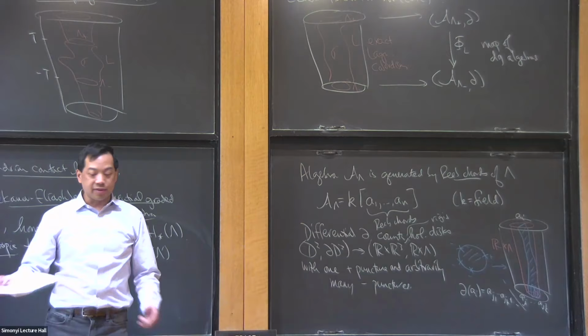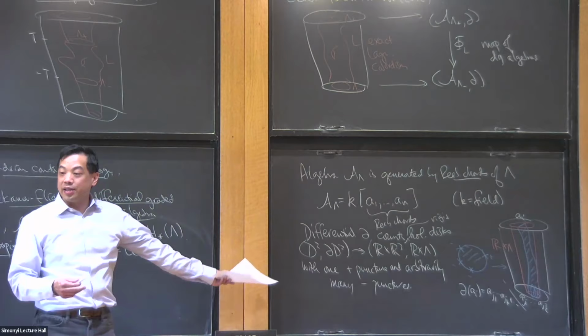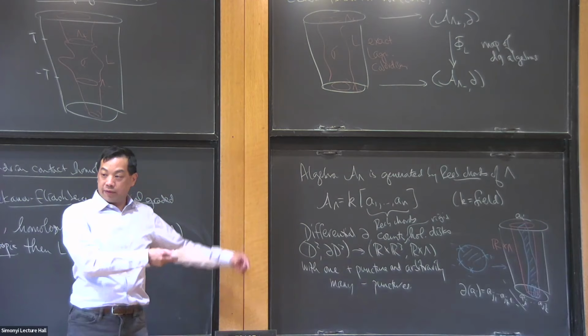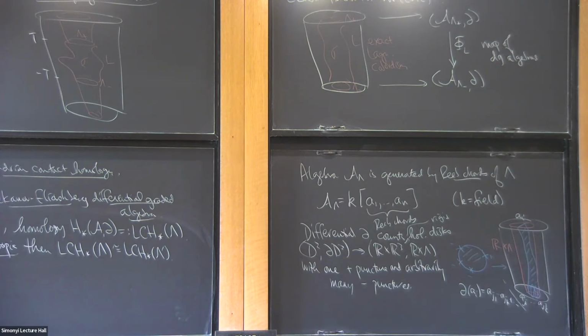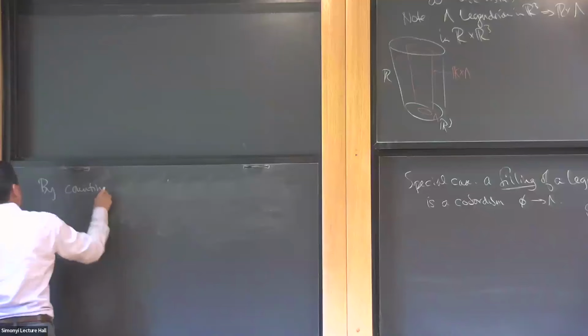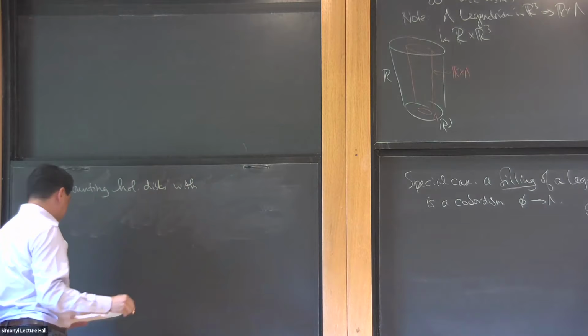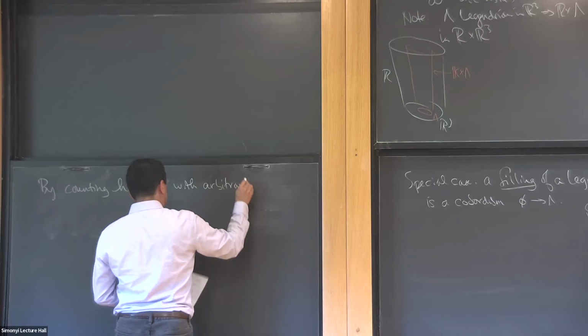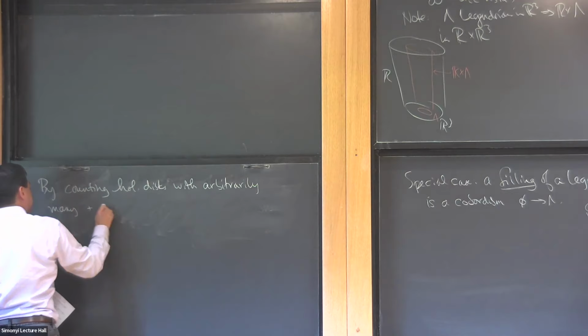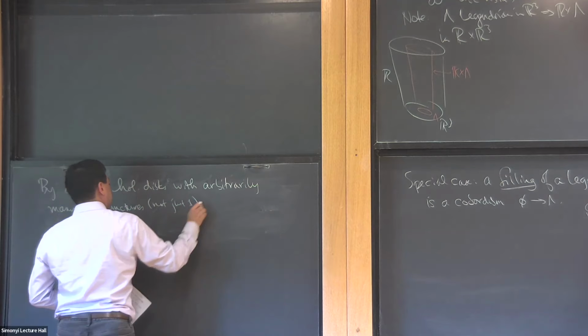But I do want to poke my head into the next level beyond Legendrian contact homology, and that's the level of rational symplectic field theory. So by counting, instead, pseudo-holomorphic disks with arbitrarily many positive punctures, and not just one, this is rational symplectic field theory.